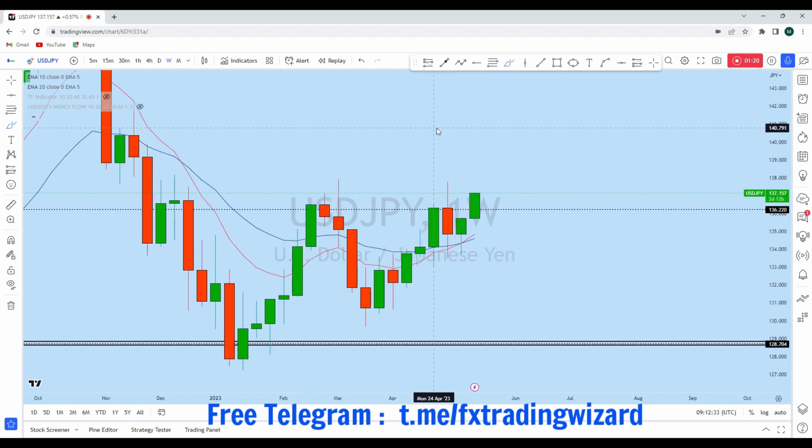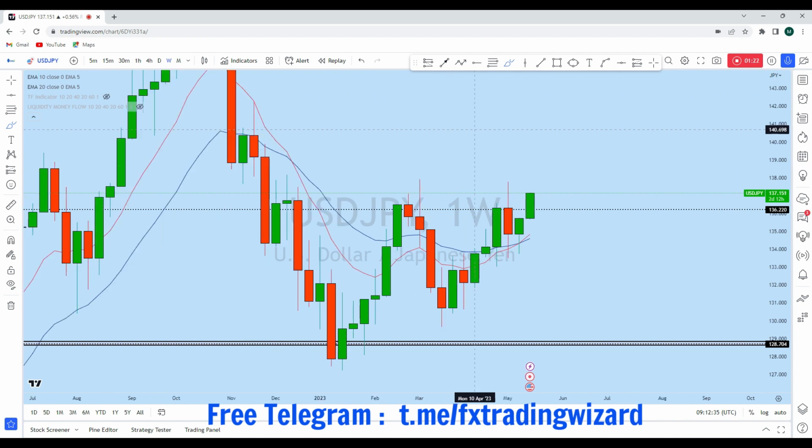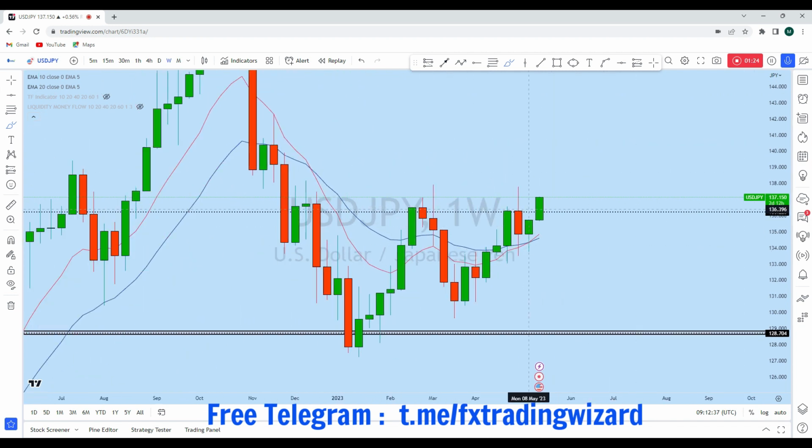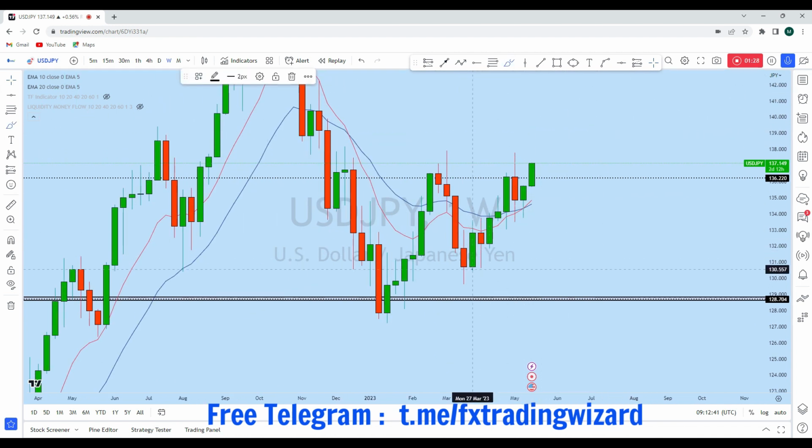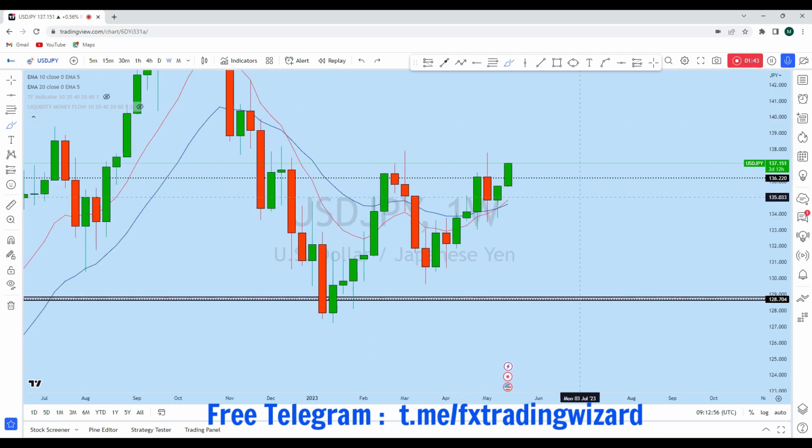Now if we look at the weekly, we can see that from the weekly perspective as well, dollar yen is showing significant bullish price action every week. The price is creating a series of higher lows. The previous week we saw that dollar yen has formed a bullish candle that also has a higher low, with the previous weekly doji, the potential for strong bullish momentum.